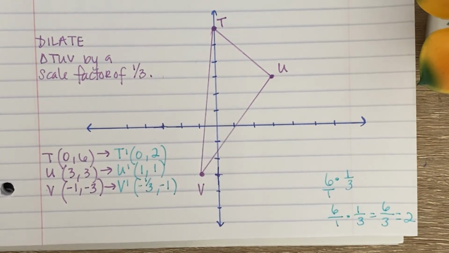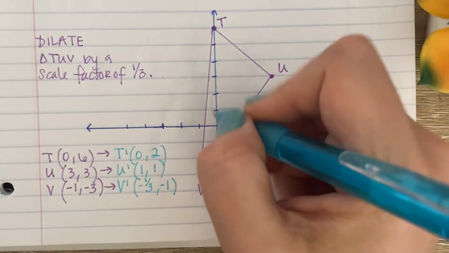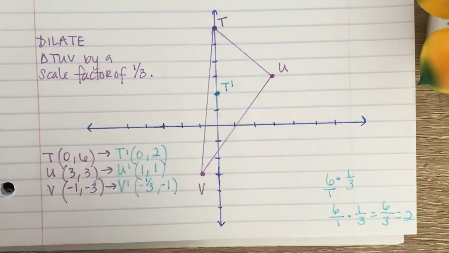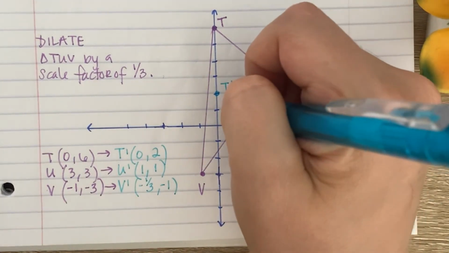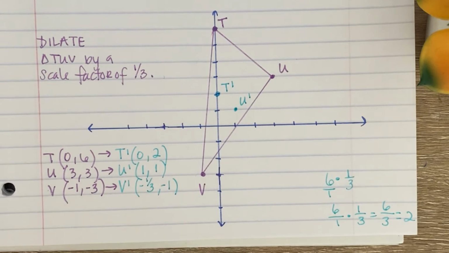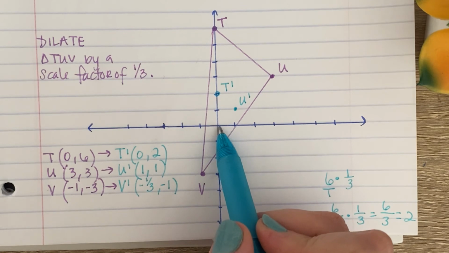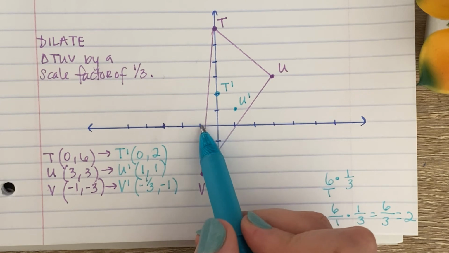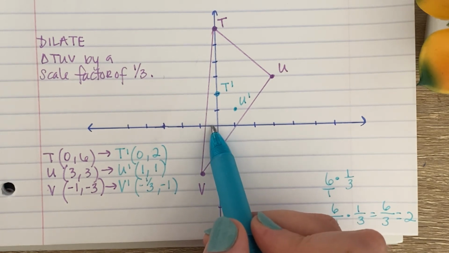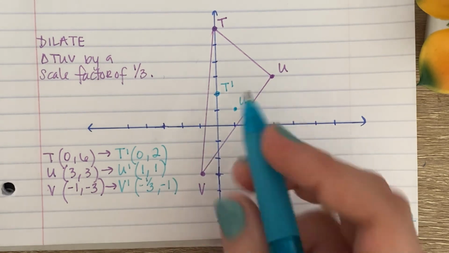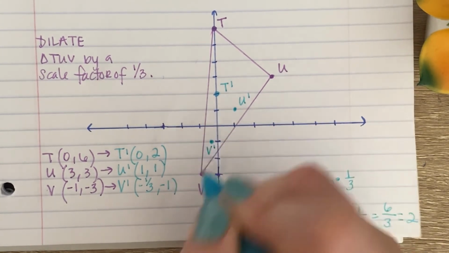And then we're going to go ahead and plot our points. So (0, 2) is T prime. (1, 1) is U prime. And (-1/3, -1). So you start at the origin, and it's -1/3. So you're going to move to the left 1/3. You don't go to 1. 1/3 is somewhere right here. And then you go down 1 for V prime.